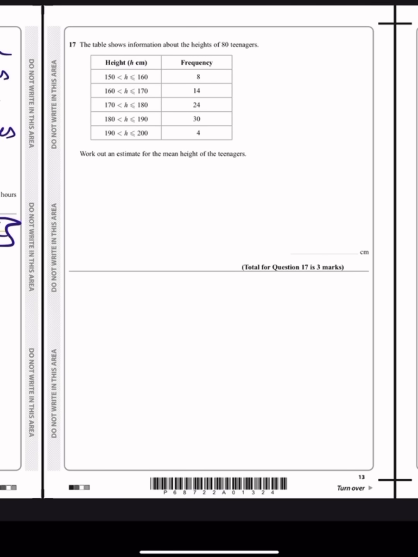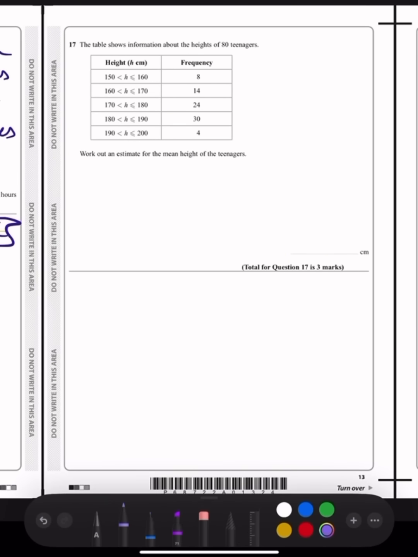In this question, we've been given a height and a frequency. So the table shows information about the heights of 80 teenagers. This is the heights and frequency. We've been given a table, right? So work out an estimate for the mean height of the teenagers. So here our first ever step is to find the middle of these numbers. Because they are just 160, 170, 180, 190, 200, we can easily find the middle. So between 150 and 160 is 155, right? So we straight away can write 155.